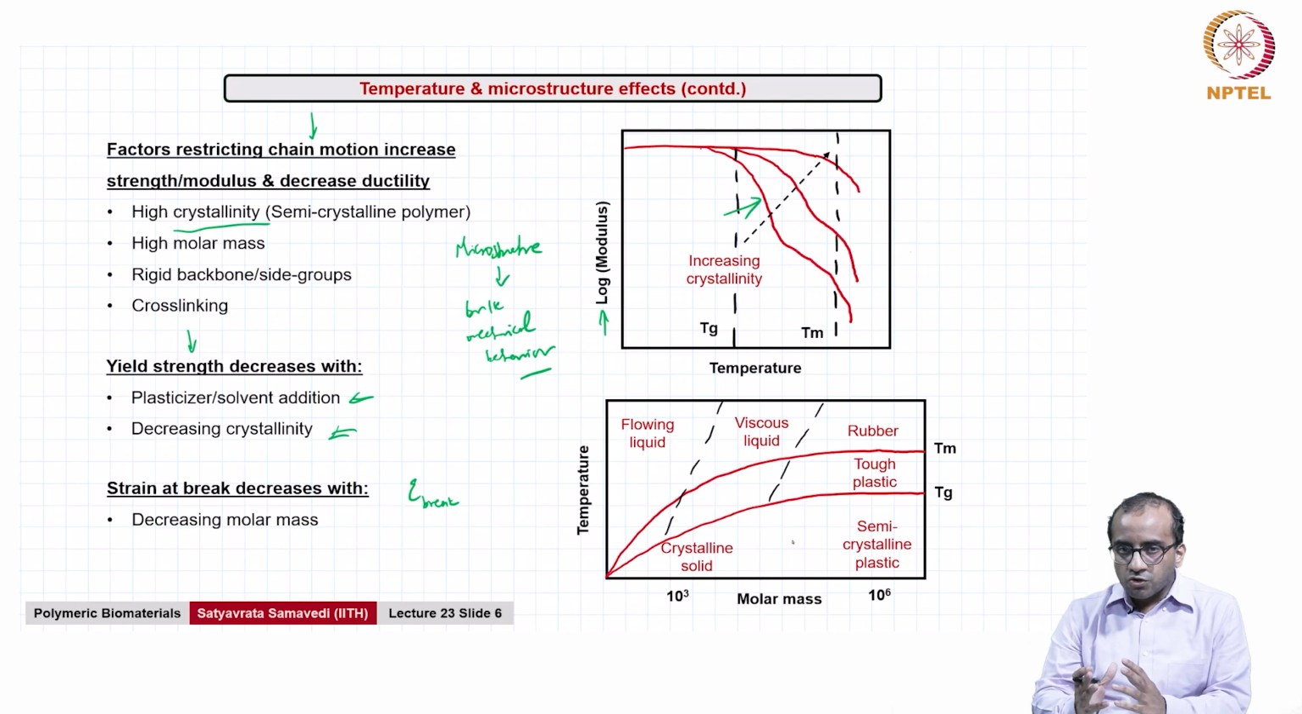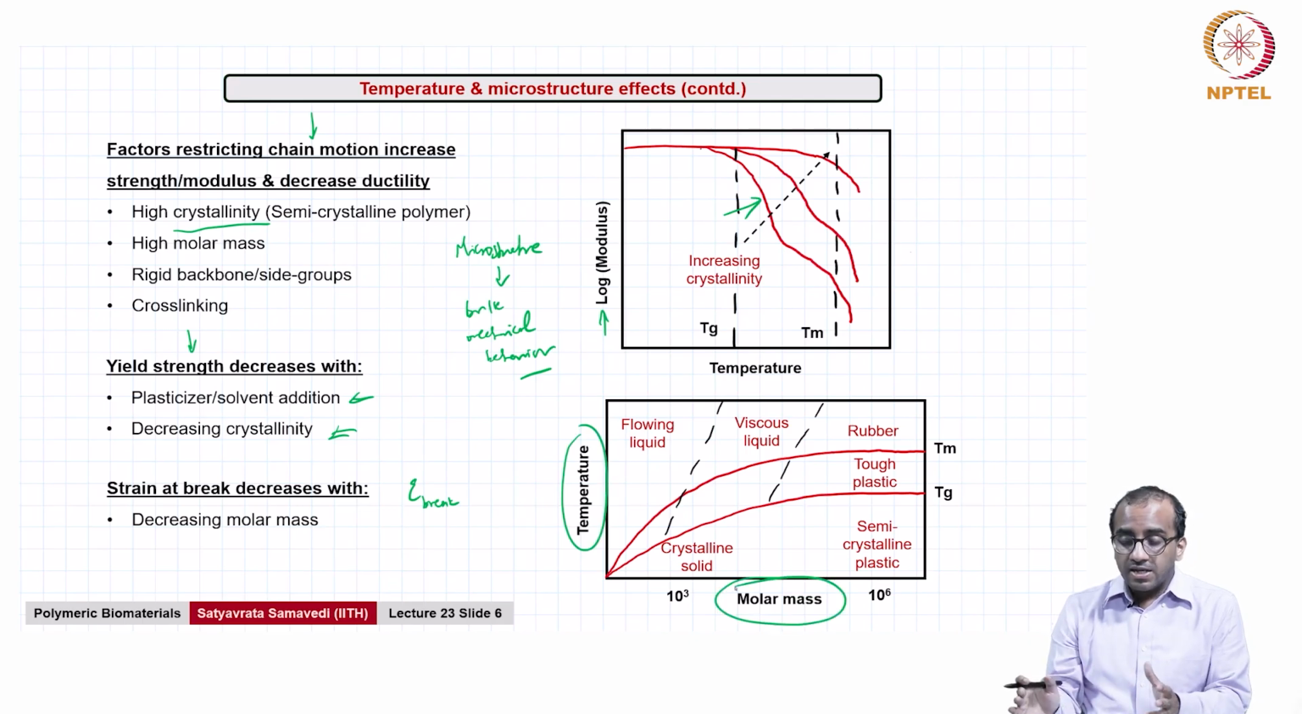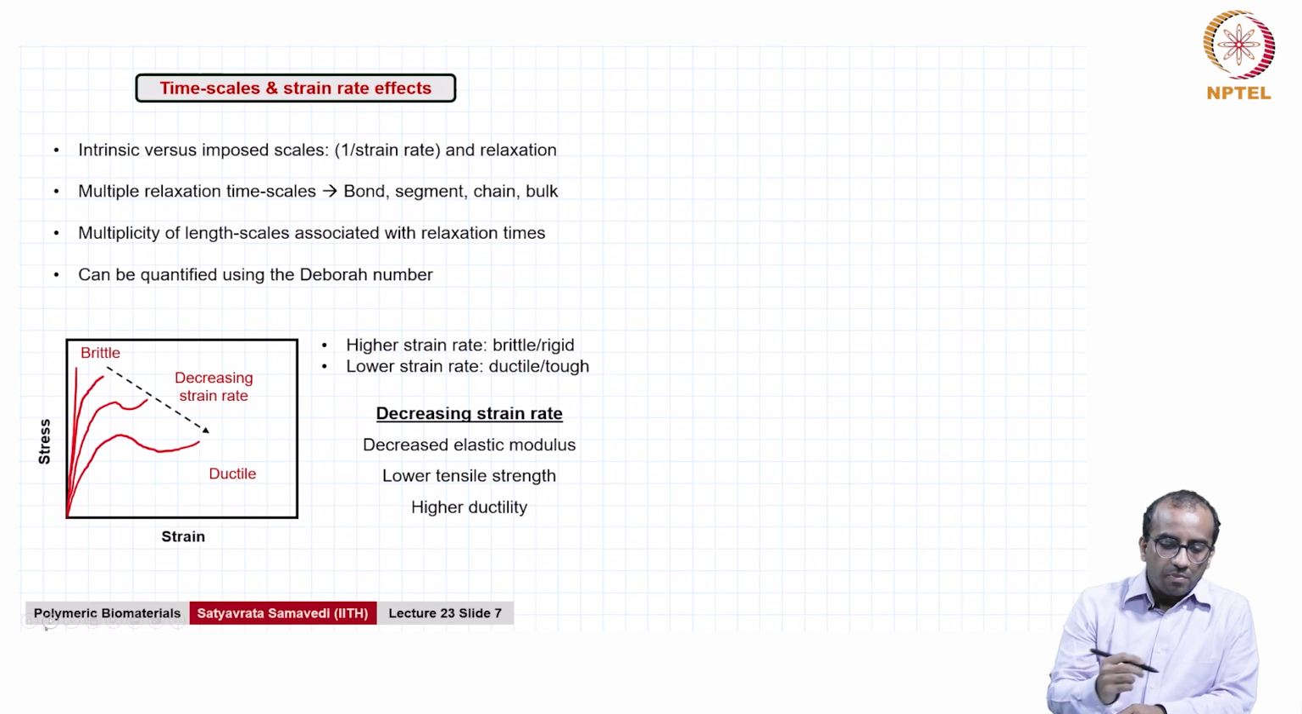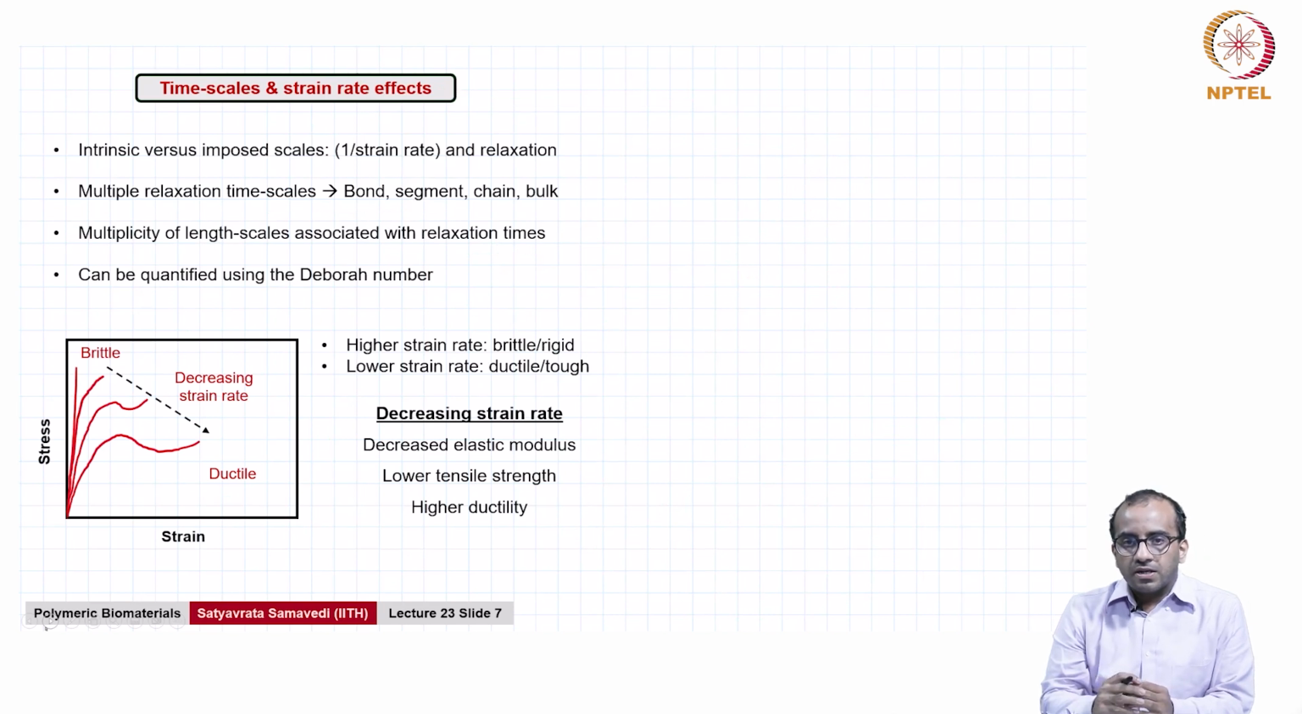Either how they behave macroscopically, mechanically, or how they deform in response to a load, and how that in turn is affected both by temperature and by molar mass. So that is a very nice summary. With these two, now you should get a really good sense how microstructure and temperature together affect mechanical properties. Now, another very important operating condition which will also have effects is strain rate.